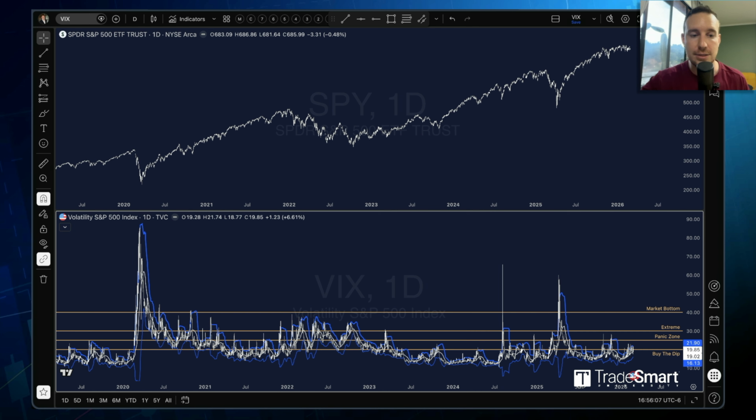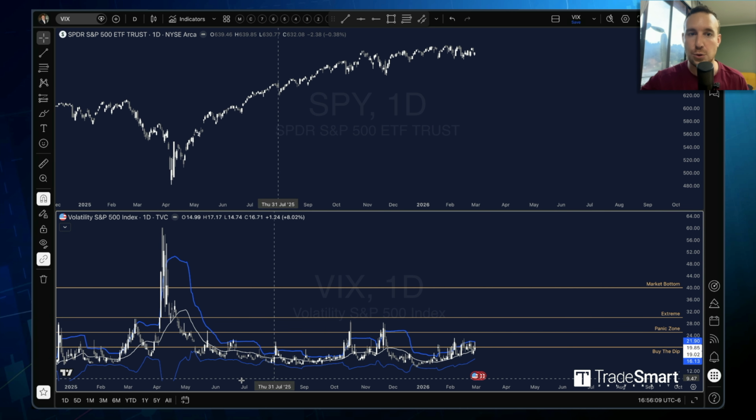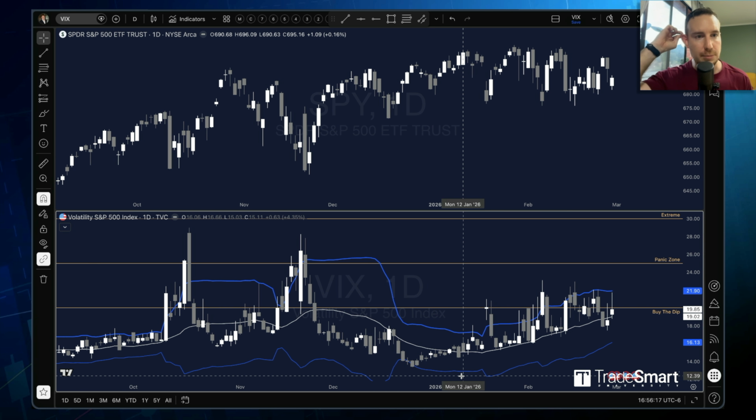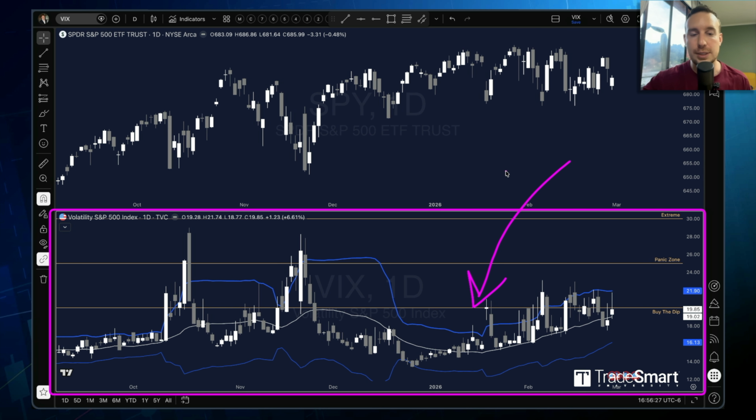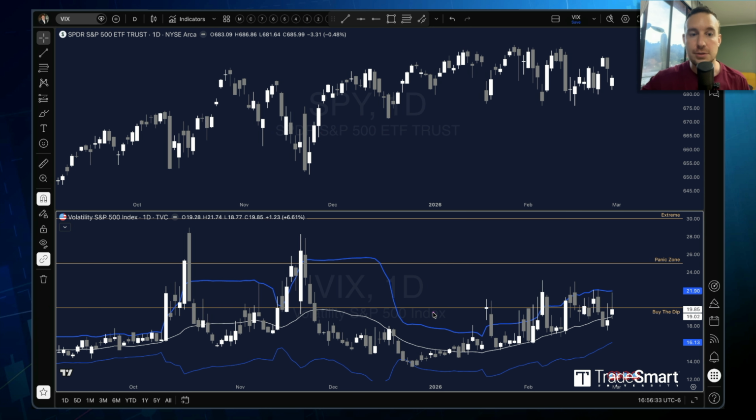So let's go ahead and zoom in a little bit to 2026 here. Okay, so we're going to talk about a couple of different things. We're mostly going to be looking at the bottom down here, but you can always look up at the S&P 500 in the top half and refer to that in order to see what's going on in the market at the same time.